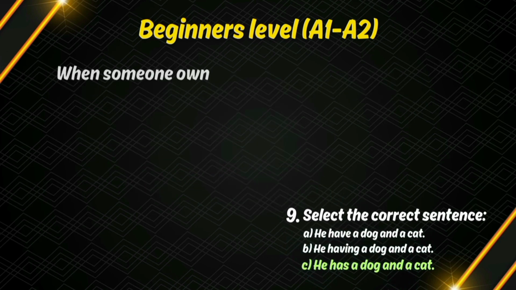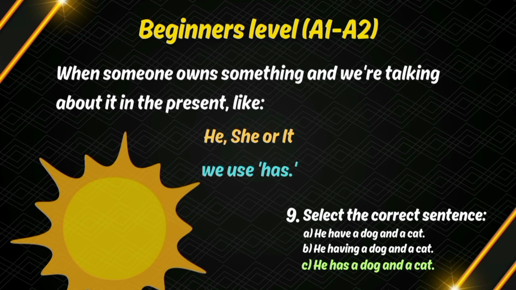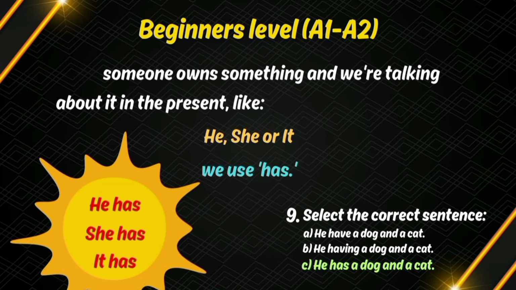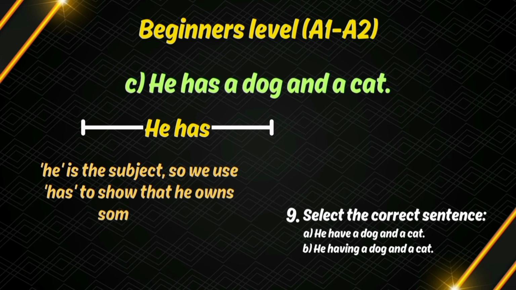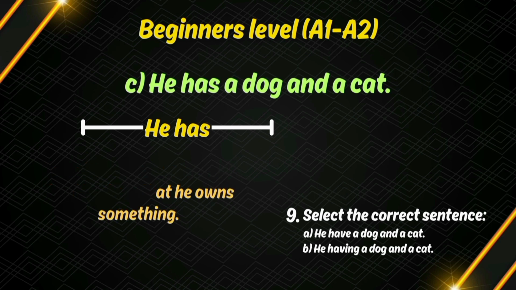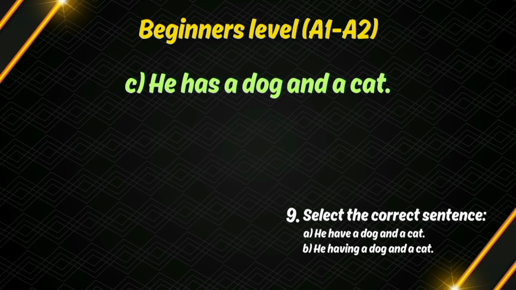When someone owns something, and we're talking about it in the present, like when we say he, she, or it, we use has. For example, we say he has, she has, and it has. This is how we show ownership. In the sentence, he is the subject, so we use has to show that he owns something. Also, when we say what someone owns, like a dog and a cat, we use has to connect them. So, the right sentence is, he has a dog and a cat. It means he owns both a dog and a cat.